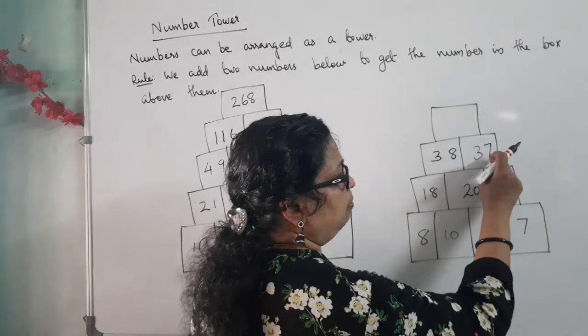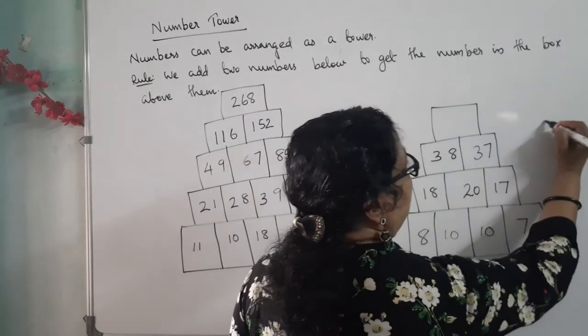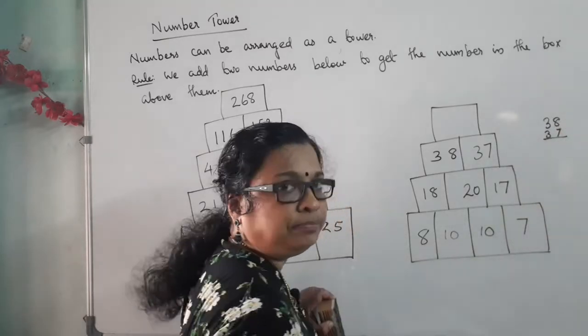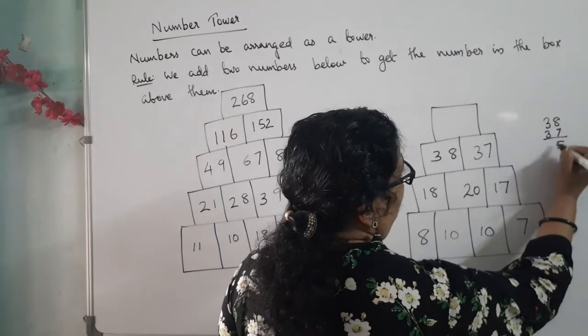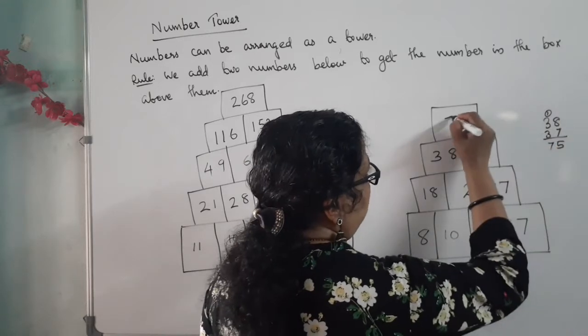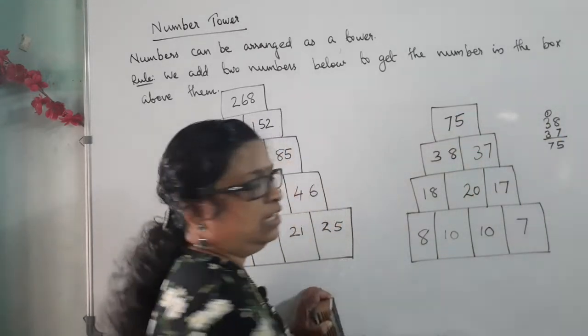Then 38 plus 37, that we can add. 8 plus 7, 15. 1 carrying, 3 plus 3, 6 plus 1, 7. So the final answer is 75.